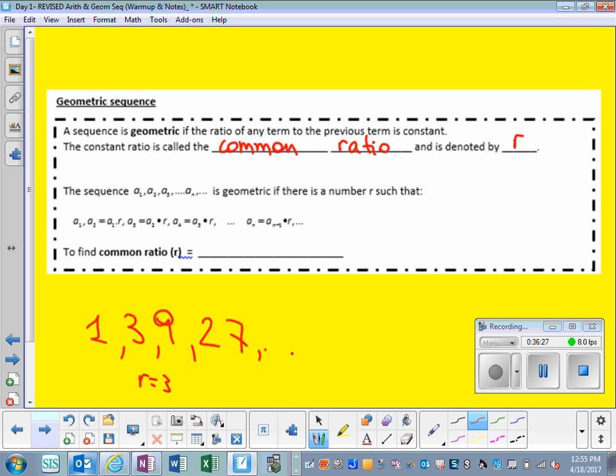To find the common ratio, you find the ratio between two consecutive numbers. Just take any term and divide it by the previous term. For example, you could say A5 divided by A4, or A3 divided by A2. It doesn't matter. Two consecutive terms. Adeya, are you with us?